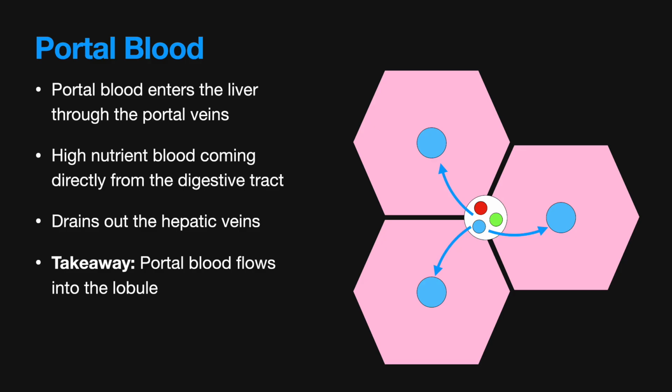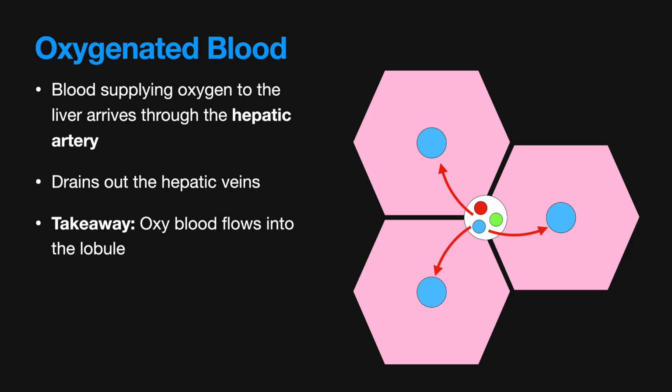Portal blood enters the liver through the portal veins in the portal triad. This vein contains the highly nutritious blood coming from the digestive tract. Blood enters the lobule and drains out of the hepatic veins in the center of the lobule, so this blood we consider to be flowing into the lobule. Oxygenated blood for the hepatocytes comes through the hepatic arteries, which are also in the portal triad. Similar to the portal blood, this blood enters the lobule and drains out of the hepatic vein, so it is also flowing into the lobule.